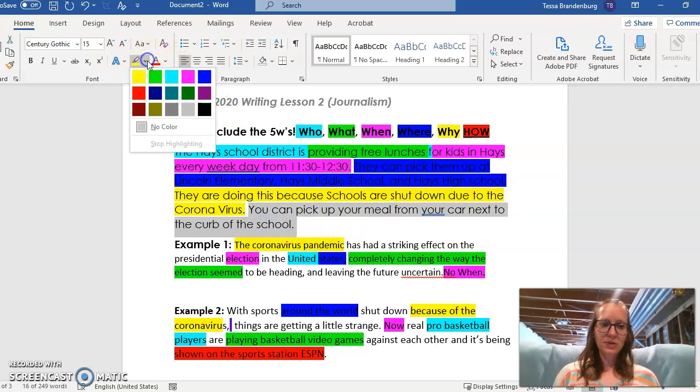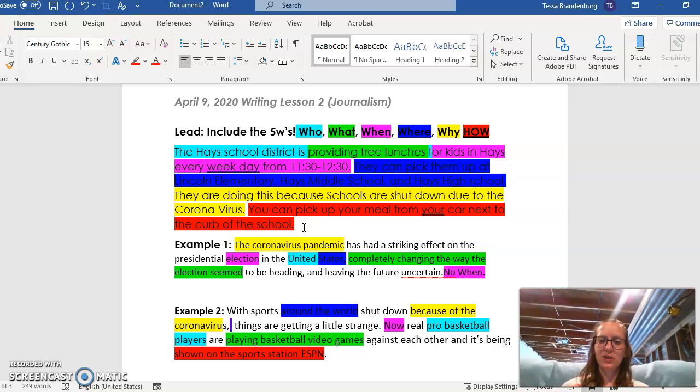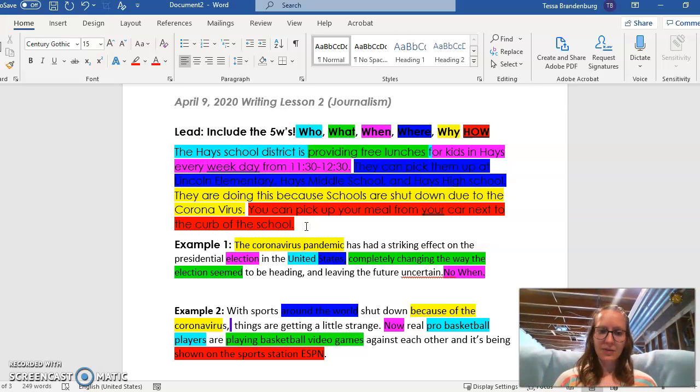Okay? Oops. The how. So this is my lead that I just made. The Hays School District is providing free lunches for kids in Hays every week from 11:30 to 12:30. They can pick them up at Lincoln Elementary, Hays Middle School, and Hays High School. They are doing this because schools are shut down due to the coronavirus. You can pick up your meal from your car next to the curb of the school. So that's my lead. So your job is to write your own lead.